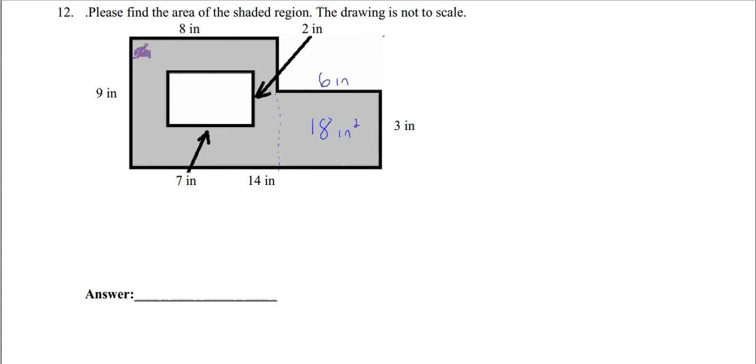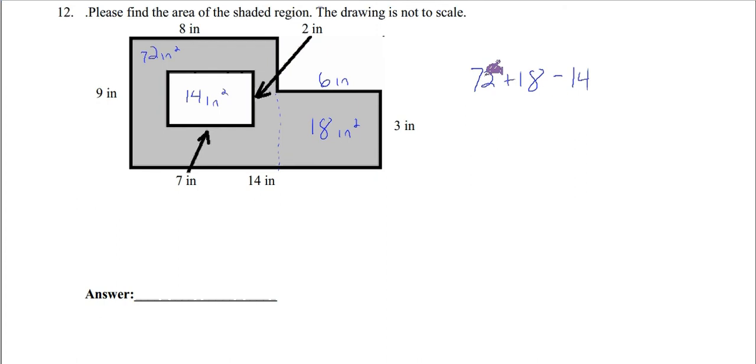This rectangle here is 9 inches by 8 inches, so that's 72 inches squared. I could add 72 plus 18, except the problem is we're missing a big chunk out of this bigger rectangle, right? What's in that chunk? It's a 7 by 2 rectangle, as indicated by these measurements. So that's 14 square inches that are not there. They're removed. They got helicoptered out of there. So subtract those out and we'll be good.